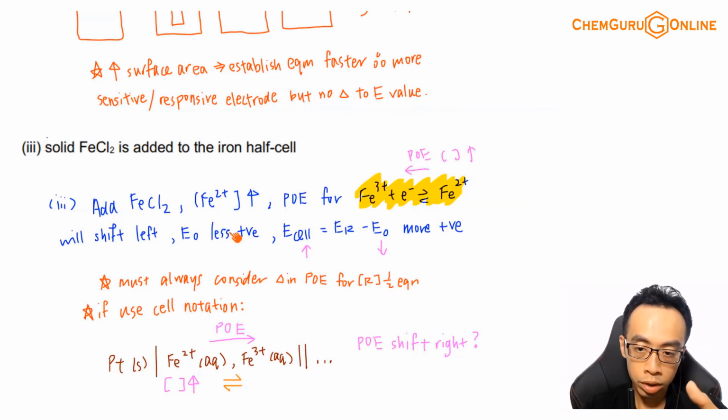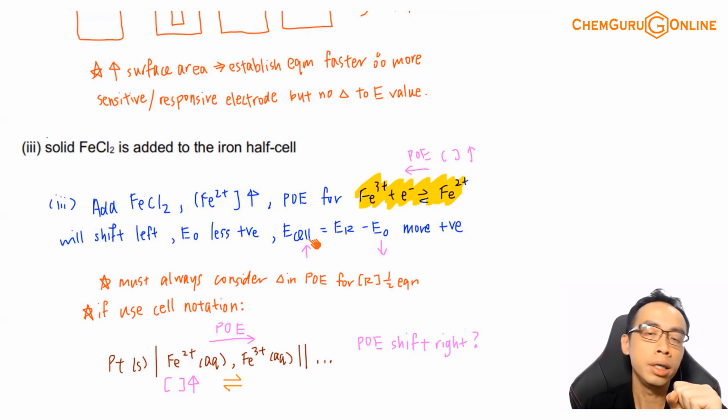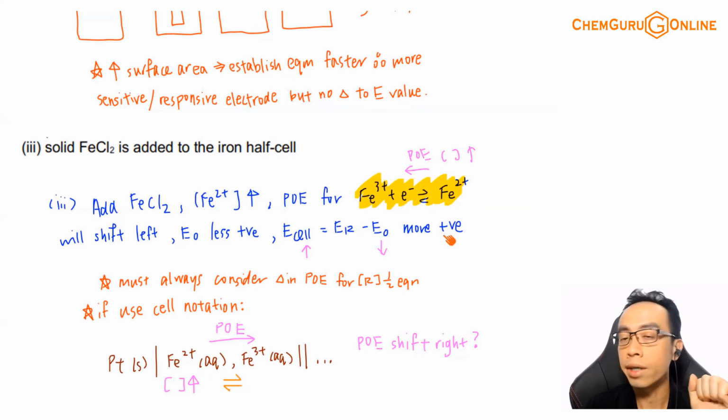Then the next thing we do is we look at this half cell. Is it E reduction or E oxidation? So the iron half cell is for E oxidation. You sub back into E cell. E cell equals E reduction minus E oxidation. Smaller E oxidation means you have a bigger E cell. E cell is supposed to be more positive, or you have a greater E cell.